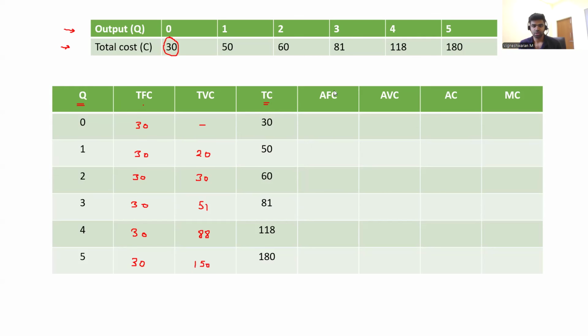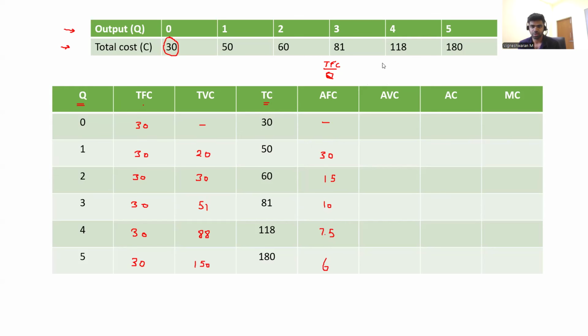Now average fixed cost. So what is average fixed cost? It is total fixed cost divided by quantity. Okay. So 30 by 0, don't put the value. Don't put 30 divided by 0, so don't put infinity and all. You just put a dash. Now here it will be 30, 15, 10. So it will be 7.5, right? It will be 7.5. So it will be 6. Okay. Next one. Average variable cost.